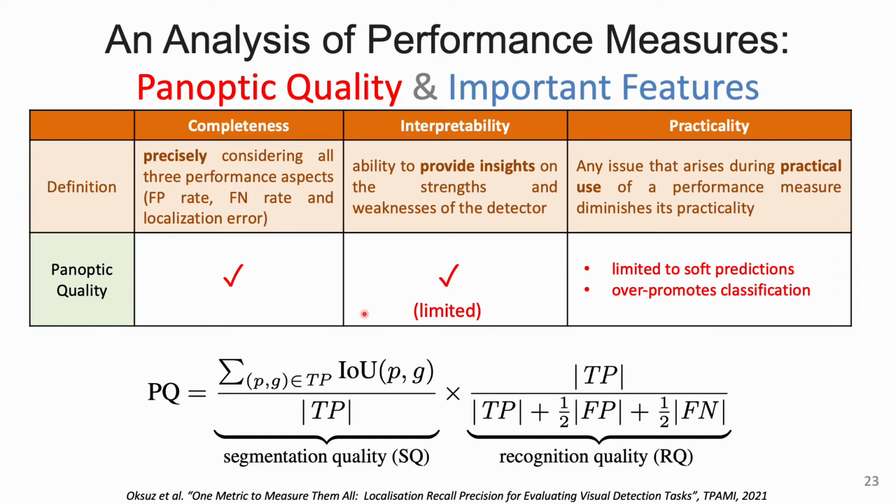To summarize, we have shown that panoptic quality is complete because it takes into account false positive rate, false negative rate, and localization error for true positives. It is interpretable because it has two components, a segmentation quality component and a recognition quality component, but limited in terms of interpretability because the recognition component is an F measure and it does not provide information about precision or recall independently. Finally, it has certain practical issues when it is used in practice.